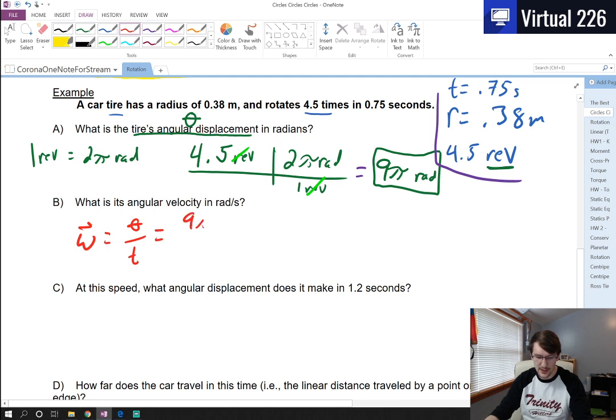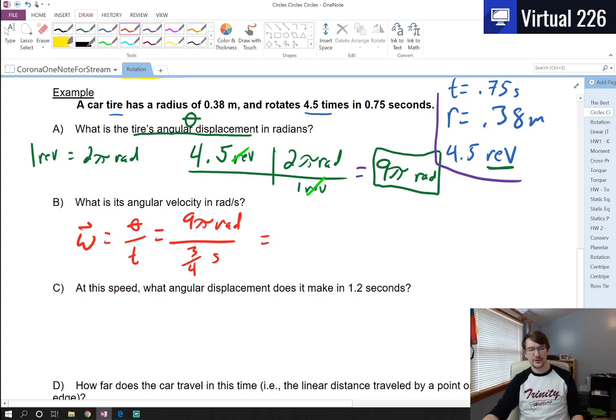That's going to equal 9 pi radians divided by 0.75 seconds, or 3/4 seconds. 9 divided by 3/4 is going to be 12, and I'm going to leave this in terms of pi. Looks a little weird, but it makes life easy because I don't want to multiply by that. My units are in radians per second.